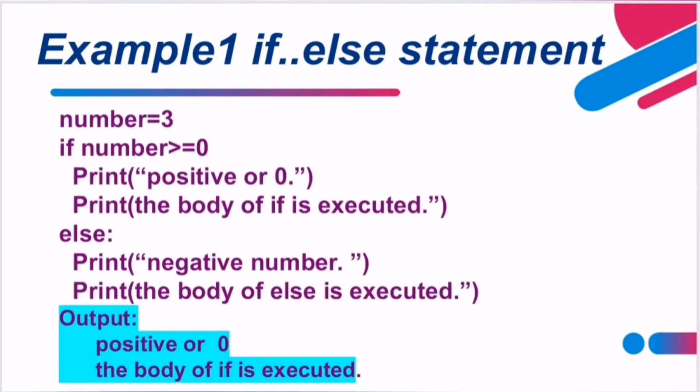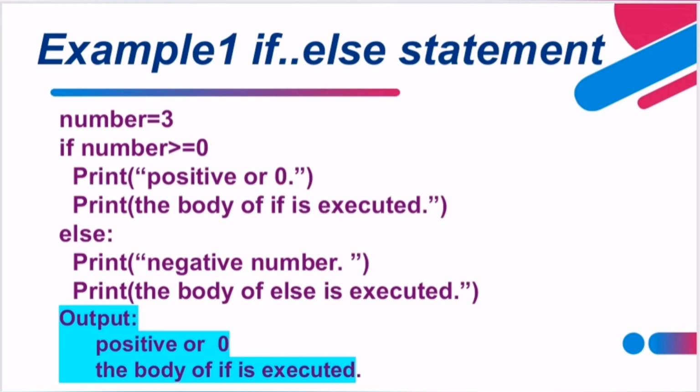Let's see an example of the if else statement. Here in this example, the variable number equal to 3, if number greater than 0, then the two print statements will be executed, and then the next else, and after else the next two print statements will be executed. Here the output is positive or 0, and the body of if is executed. Here the Boolean expression number greater than 0 evaluates to true, hence the body of if is executed.